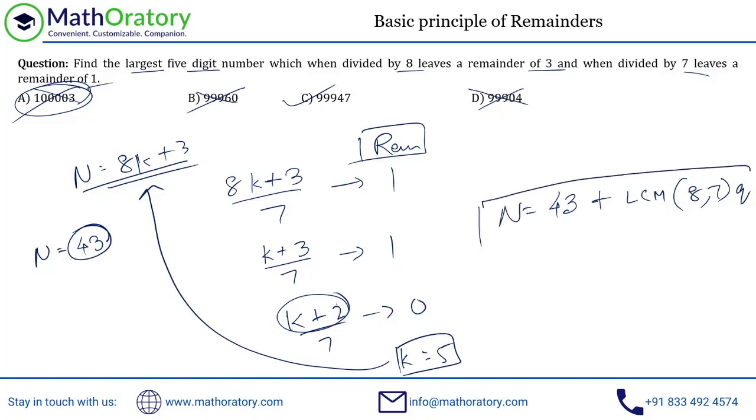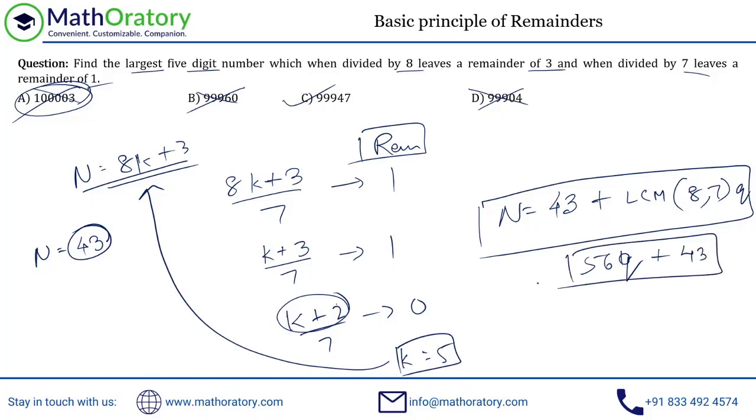So the number will be of this form. So this is 56. So 56k, q or k, whatever. So let me write q again: 56q plus 43. Now you can verify which of the options is satisfying this condition.